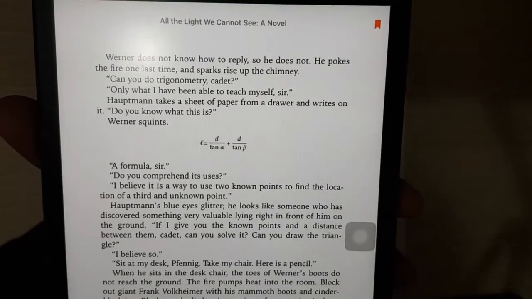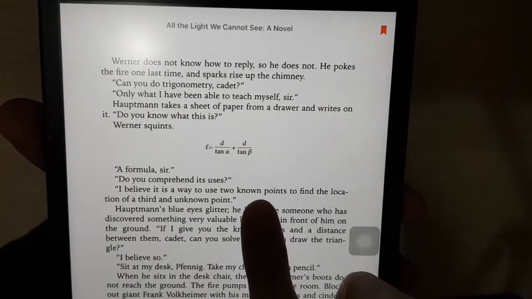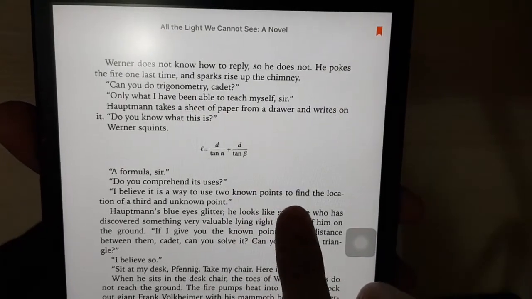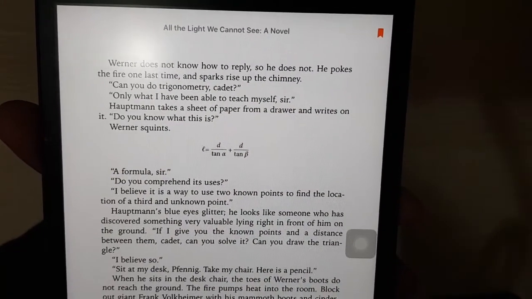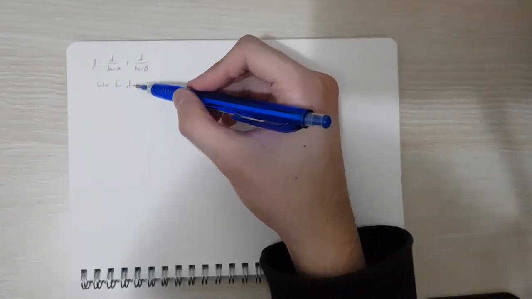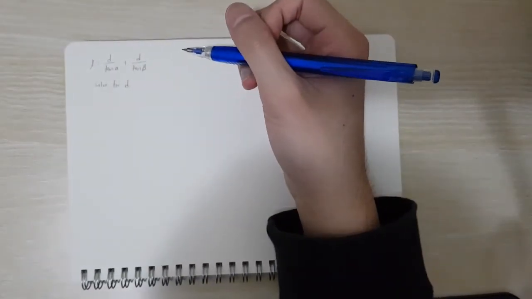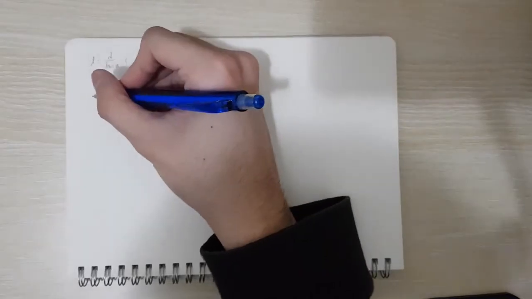So I'm going to try to solve this trigonometric equation found in Anthony Doerr's All the Light We Cannot See. I'm going to have to solve for D, and we're going to have to use some trigonometric identities.